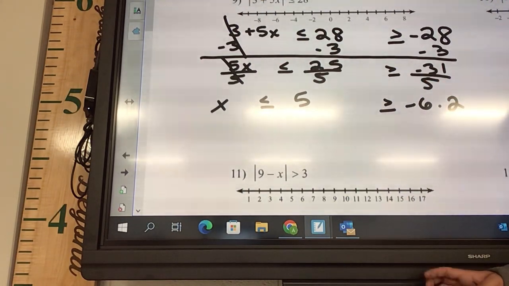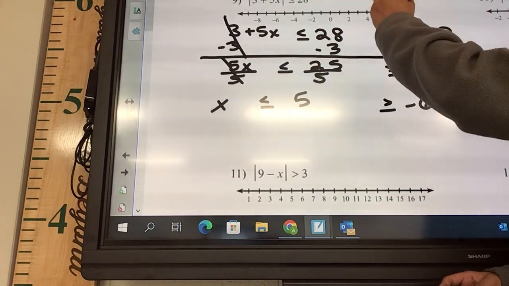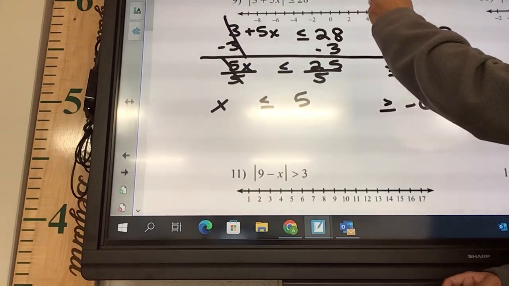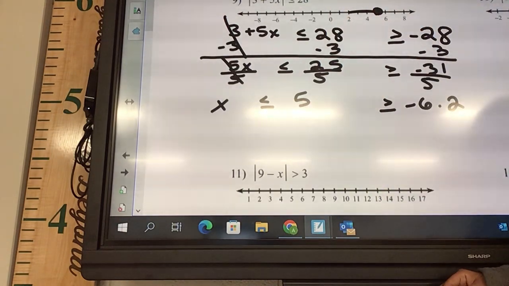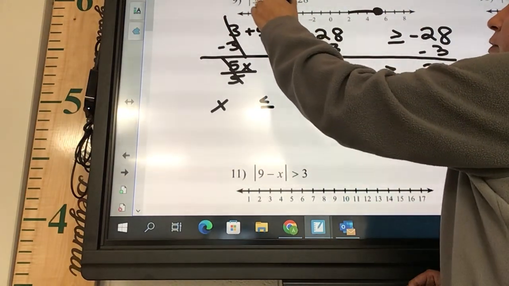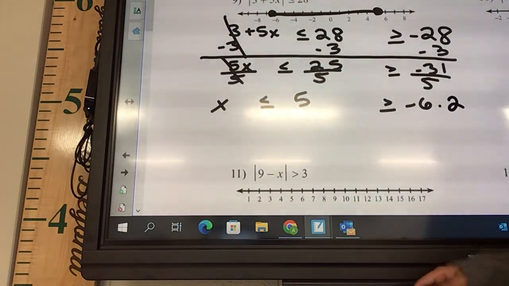Okay, on the 5, open or closed? Closed. And this says x is less than. Okay, so if this one's pointed in, what should the other one be doing? Going in. Okay, so on the negative 6.2, it's going to be closed, and you can put it in.